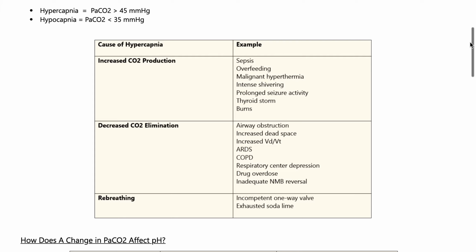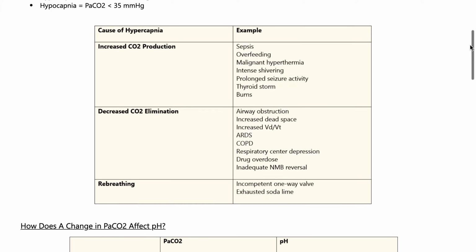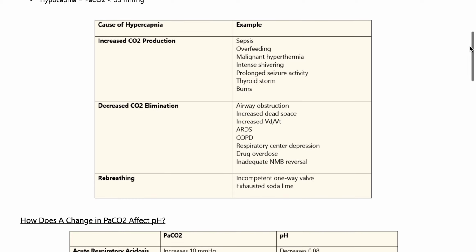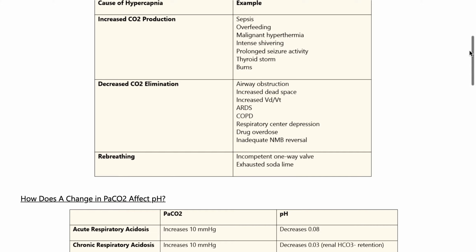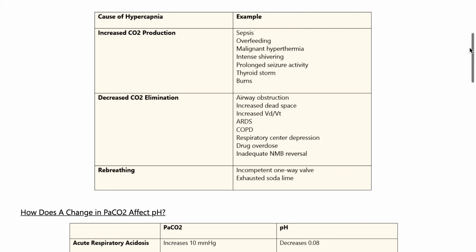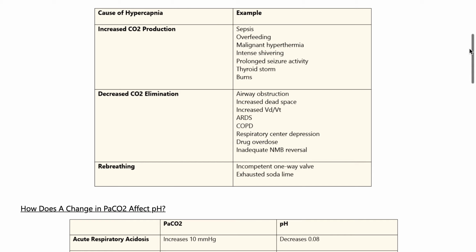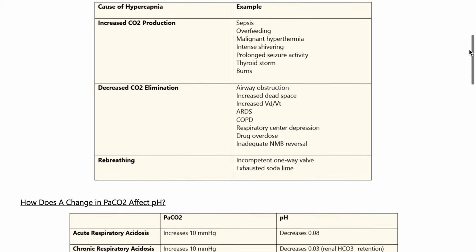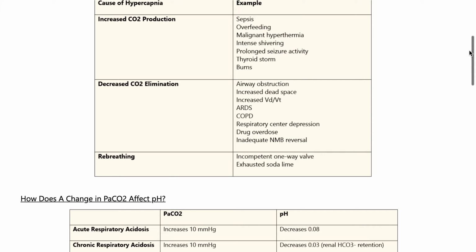Example causes of hypercapnia include increased CO2 production from sepsis, overfeeding, MH, intense shivering, prolonged seizure activity, thyroid storm, and burns. Examples of decreased CO2 elimination causing hypercapnia include airway obstruction, increased dead space, increased VD divided by VT, so increased dead space relative to your tidal volume, ARDS, COPD, respiratory center depression, drug overdose, inadequate neuromuscular block reversal, and rebreathing. So this is, for example, an incompetent one-way valve or exhausted soda lime.